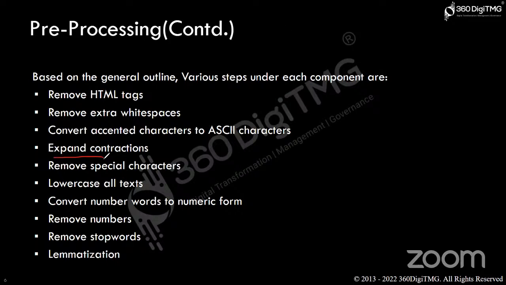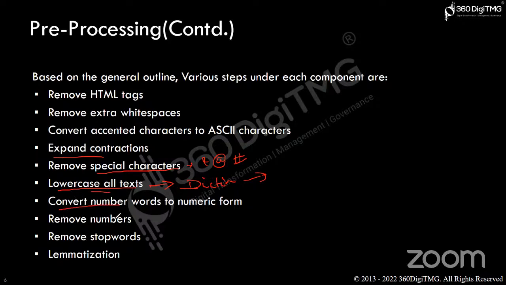We will also have to expand the contractions. We will have to remove special characters like special symbols, @ and hashtags, if these are there. Then we'll also have to convert all our text to lower case. This is done because whichever dictionaries are there in NLP, all are present in lower case, so the comparison cannot be done unless all the text is in lower case. So for that, we need to convert everything to lower case.